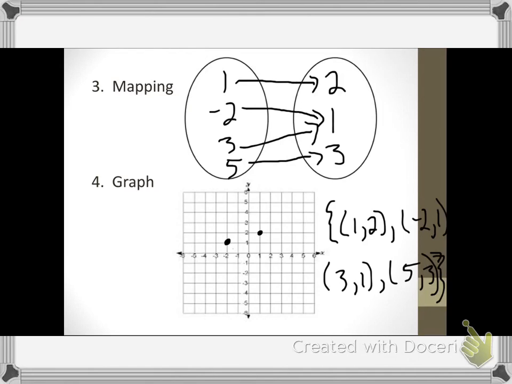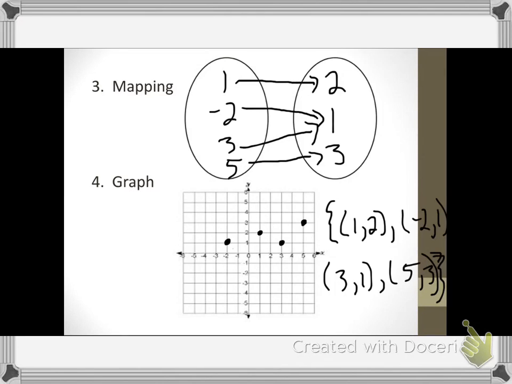3, 1: right 3, up 1. And then 5, 3: right 5, up 3. So this would be my relation expressed as a graph. So once again, hopefully we all remember how to graph our ordered pairs. That's just one of my few ways to be able to express a relation.